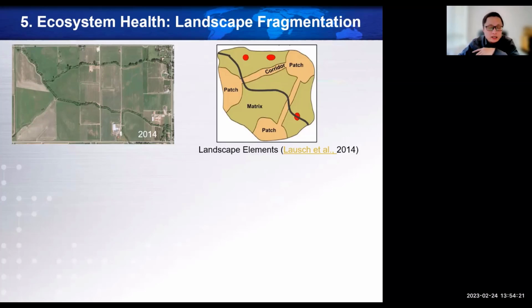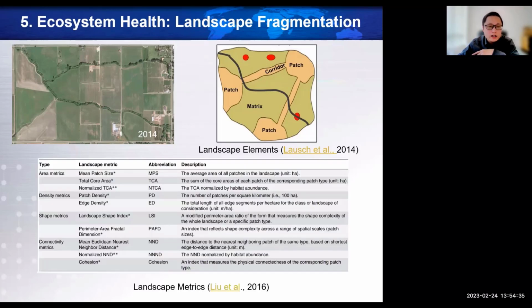Using landscape ecology knowledge, we can simplify such patterns into landscape elements, using patches, matrix, or corridors to represent the features on the remote sensing image. And then we can generate different landscape metrics, such as area, density, shape metrics, or connectivity metrics, to quantitatively describe the fragmentation. Then we can have a better understanding of how fragmentation happens and how it influences the ecosystem, biodiversity, and wildlife. So this is one image collected in 2014.